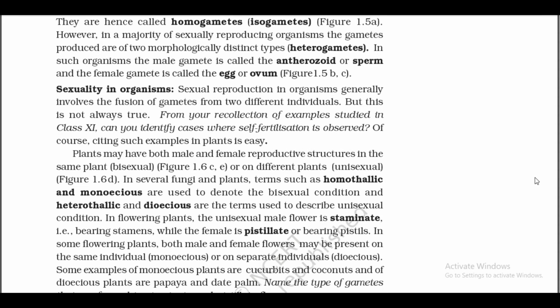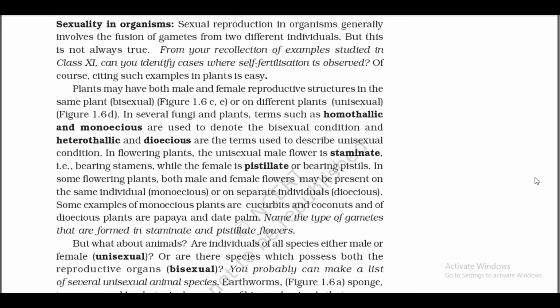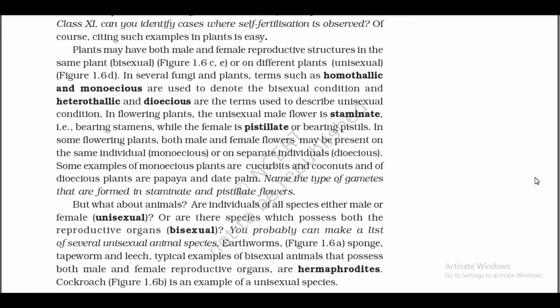Sexuality in organisms. Sexual reproduction in organisms generally involves the fusion of gametes from two different individuals. But this is not always true. From your recollection of examples studied in class 11th, can you identify cases where self-fertilization is observed? Of course, citing such examples in plants is easy. Plants may have both male and female reproductive structures in the same plant, bisexual, or on different plants, unisexual.